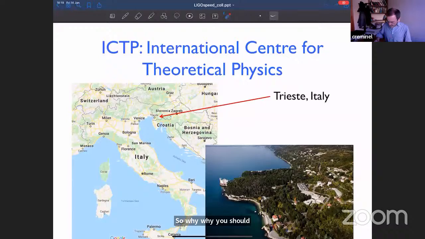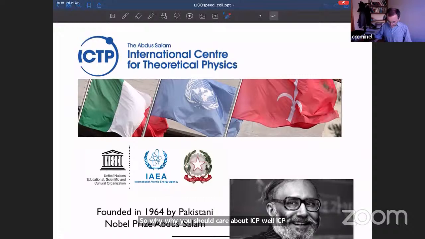So why you should care about ICTP? Well, ICTP is a center which is run by three institutions, that is to say UNESCO, the International Atomic Energy Agency, and the Italian government. And it was founded by Abdus Salam in 1964.